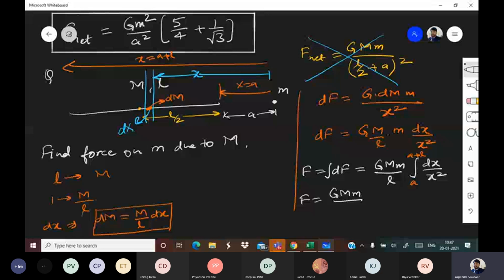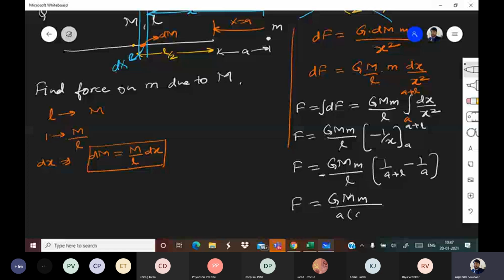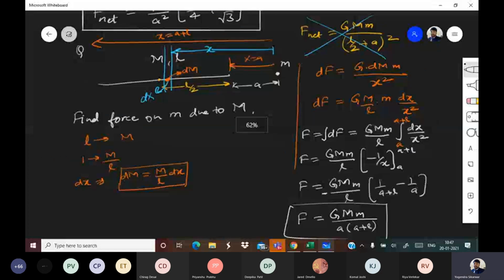So f will be g m m upon L. Let me take minus outside. 1 upon a plus L minus 1 upon a. And when I simplify this today, I get g m m into a plus L. This is the answer.